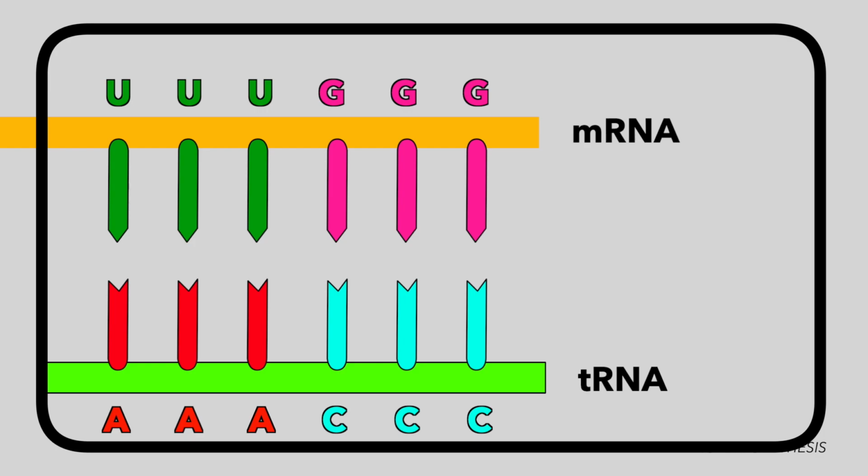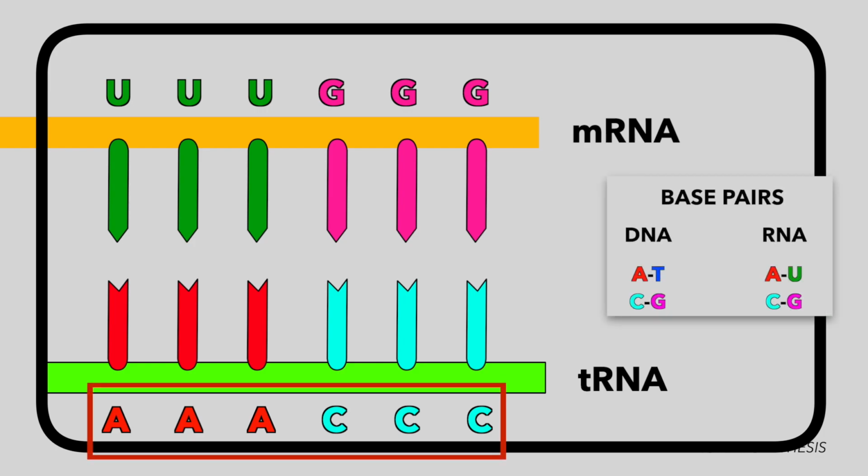Now the mRNA leaves the nucleus and enters the ribosome, where the tRNA reads the mRNA codons and makes another mirror copy. Notice that the tRNA is the same exact copy of the DNA, AAA-CCC, thus giving us the instructions to make our amino acid for that gene segment.